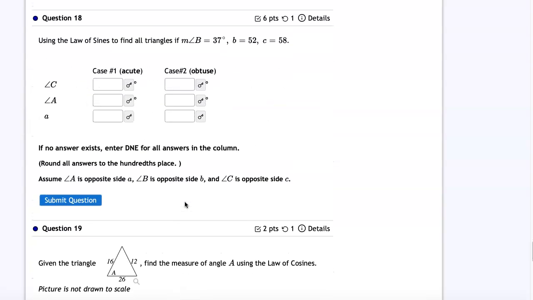Now for question number 18, this is the law of sines problem, and I went over this in great detail in my review lecture for test 3. So what I'm going to do is I'm going to actually pull that video up for you.